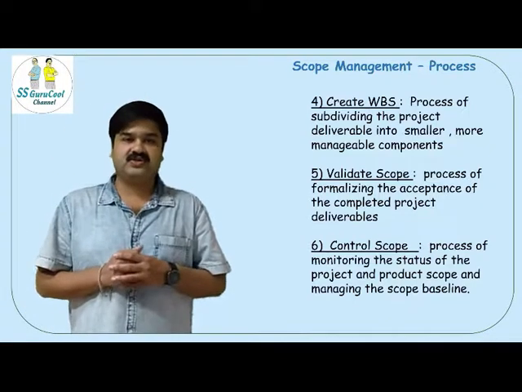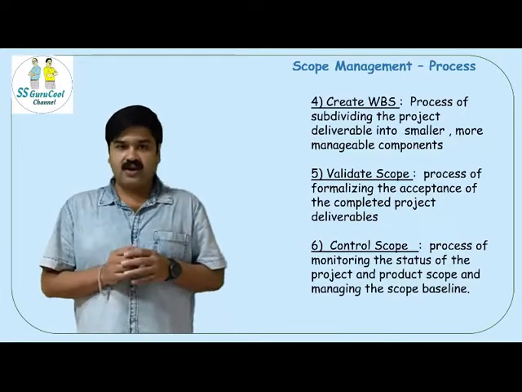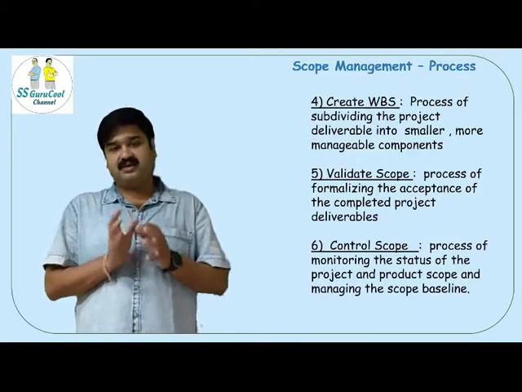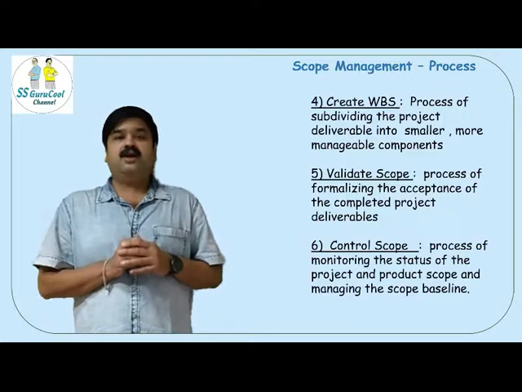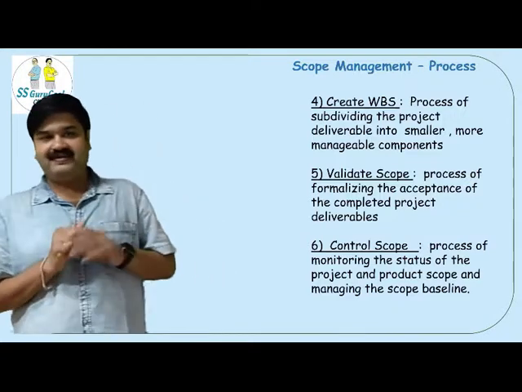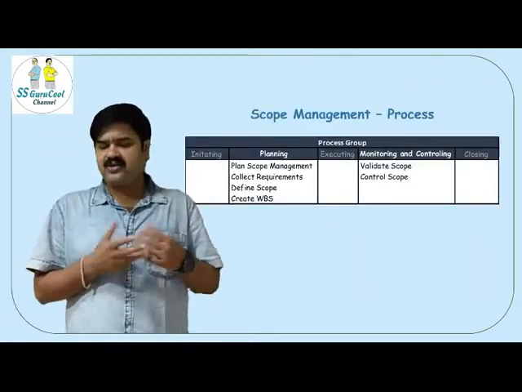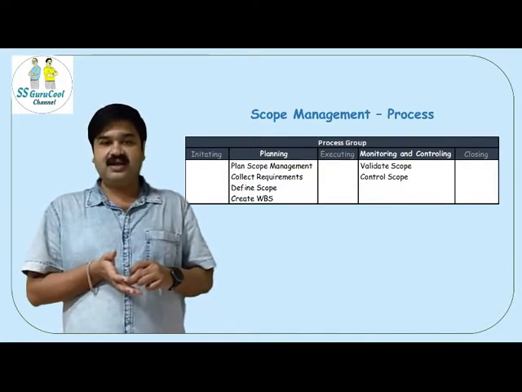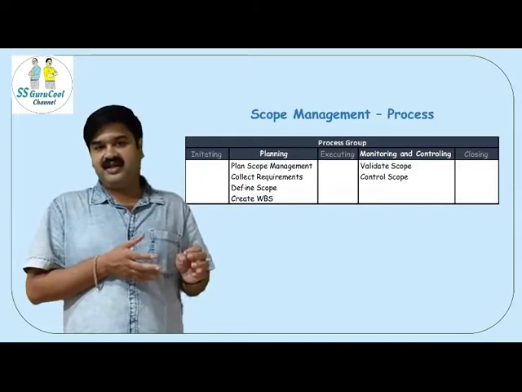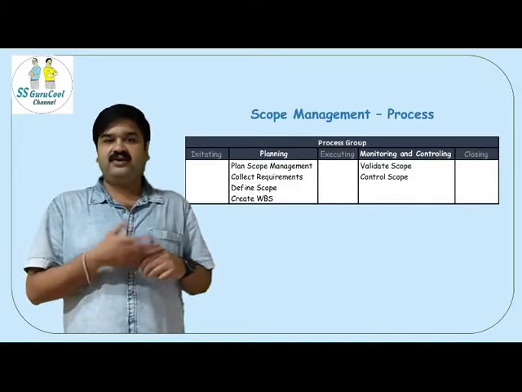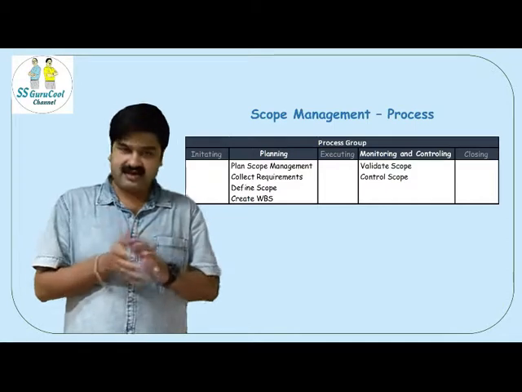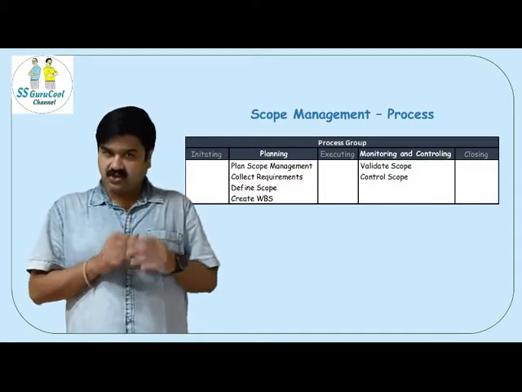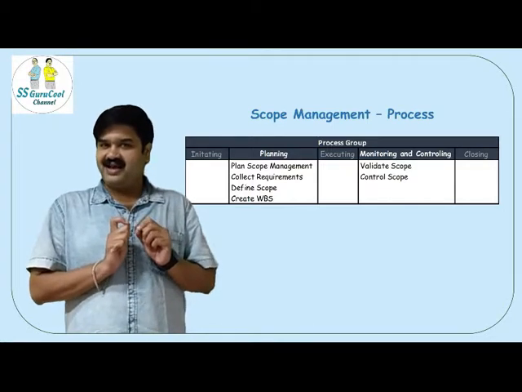Of the 6 processes which we saw, but for one, all other process names are self-explanatory in terms of what the processes are trying to achieve. But validate scope is a little tricky. In validate scope, you go and show your deliverable to the customer, and then based on the acceptance criteria that were agreed early on, you try to get a sign off from the customer as to whether the deliverable has been delivered in the way the customer wants.